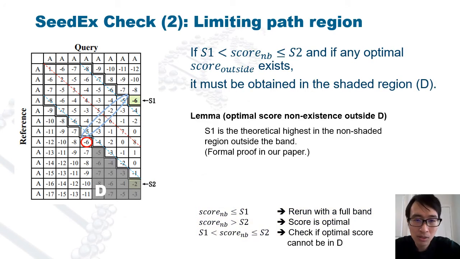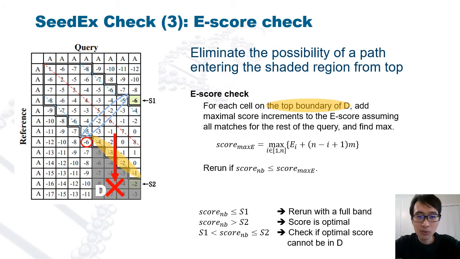If the narrowband score is between S1 and S2, we can prove that the potential optimal score outside the band must be obtained in the shaded region D if and only if such score exists. This is because we can use S1 as the upper bound score of the non-shaded region on the bottom trapezoid. So we just have to show the optimal score doesn't exist in D.